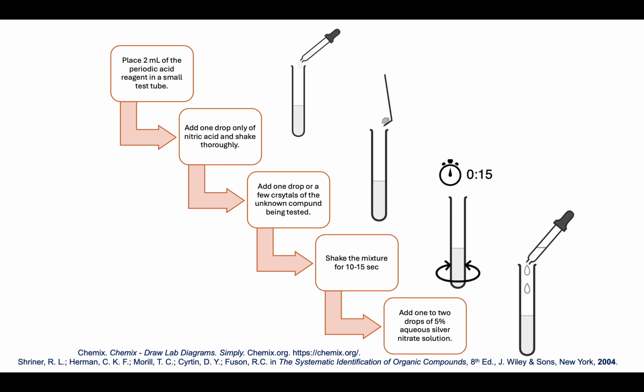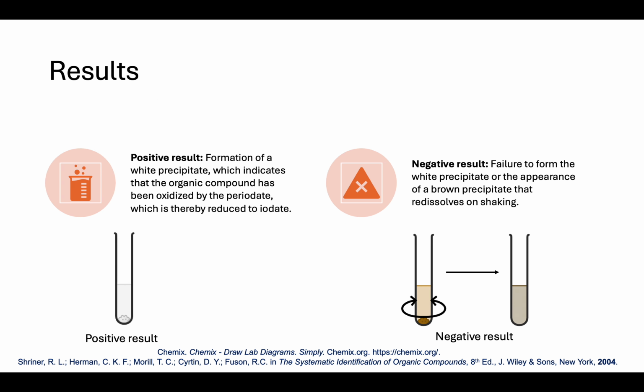After the addition of nitric acid, depending on the unknown that we have, whether it's a solid or a liquid, we add 1 drop or a few crystals of the unknown compound being tested, and then shake the mixture for around 10 to 15 seconds. After we're done shaking, we add 1 to 2 drops of 5% aqueous silver nitrate solution. And this would lead us to the results.